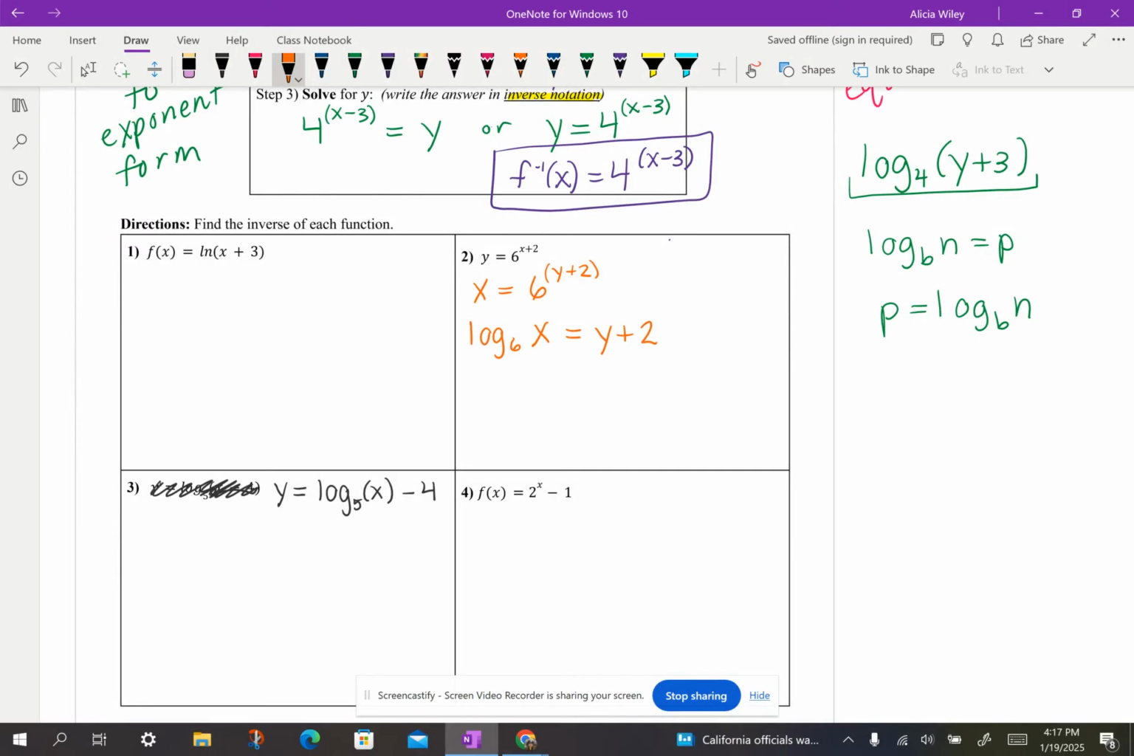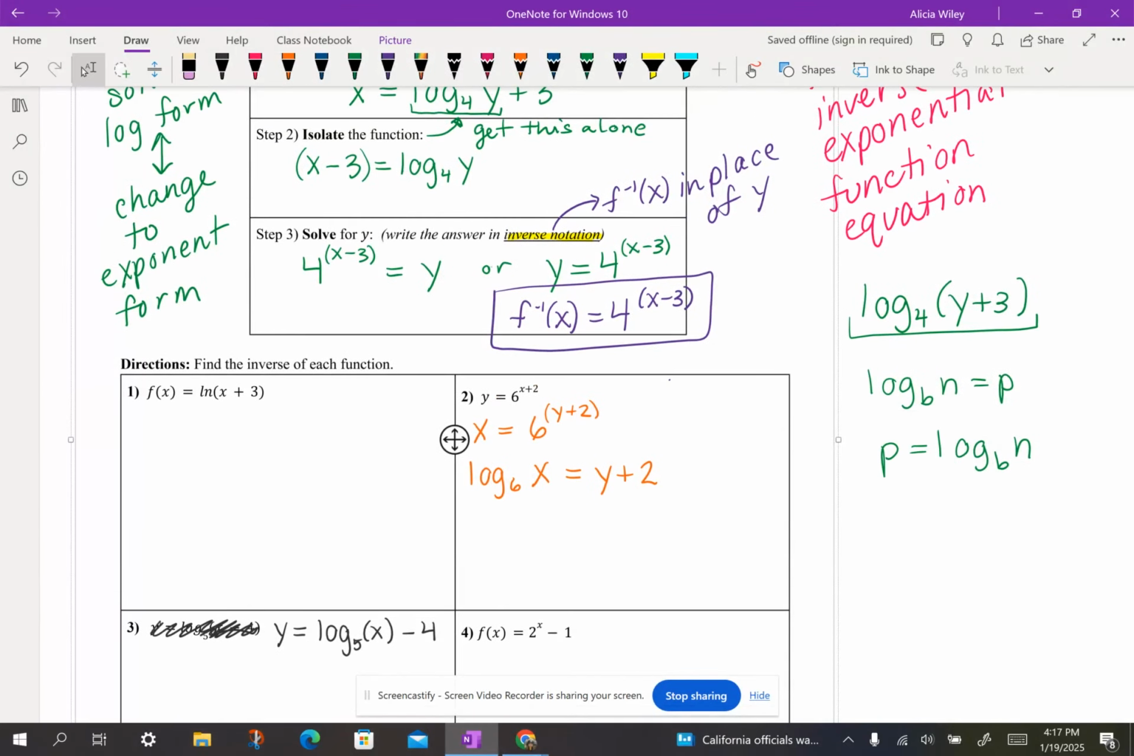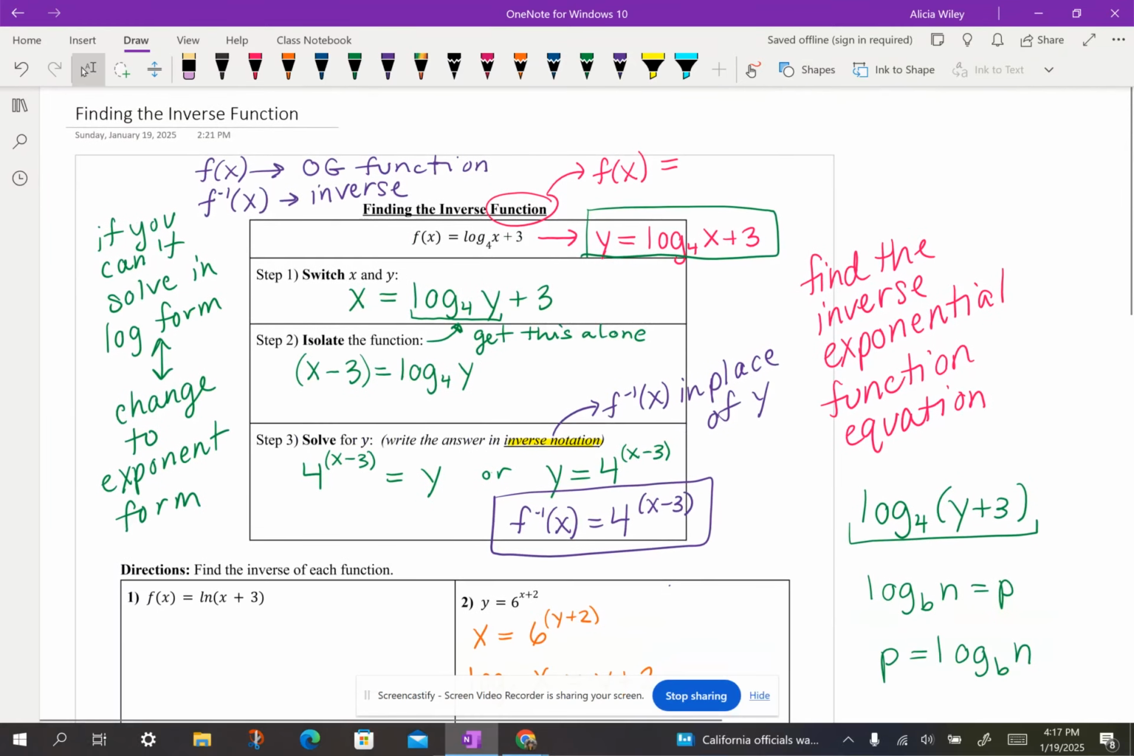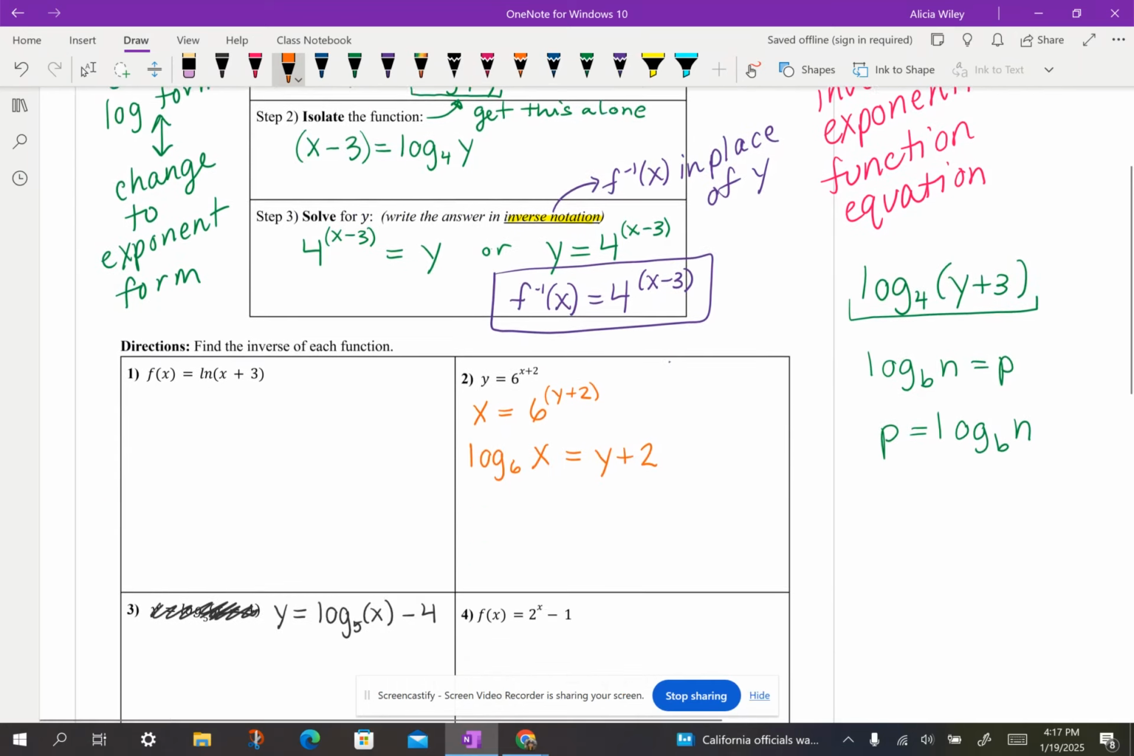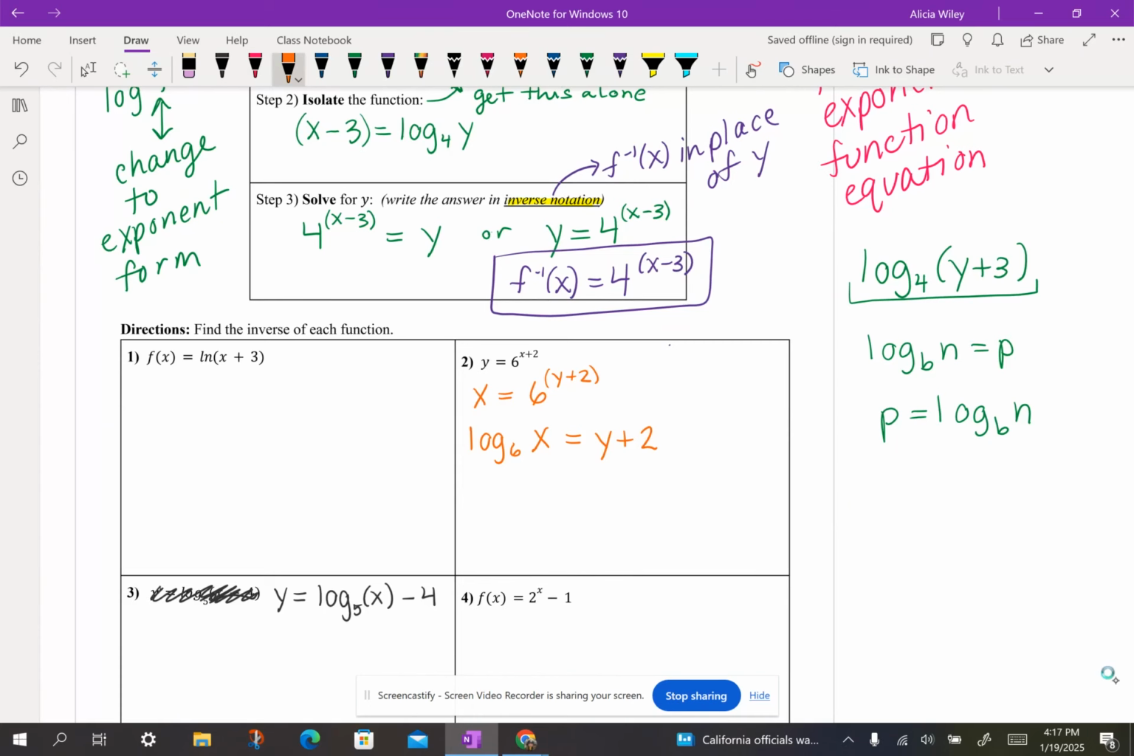Now remember, this step is solving for y. We have not yet solved for y. I'm past this. I'm at solving for y now. And I don't have y by itself. I need to move this plus 2 to the other side. So I'm going to subtract 2 on both sides, minus 2, minus 2.